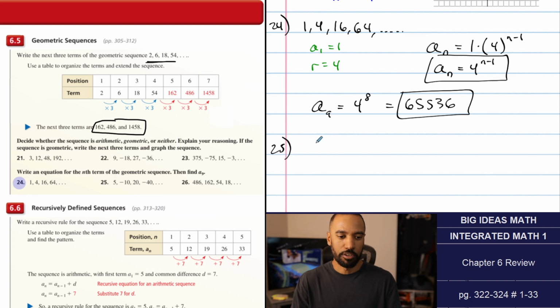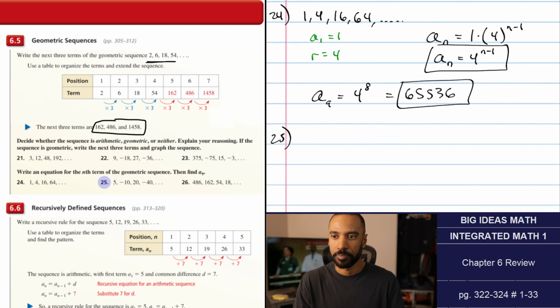And that's what explicit rules are good for, right? Being able to find any given term just by substituting that number in there. Notice I did 9 minus 1, but I still used the 9 to get the answer.